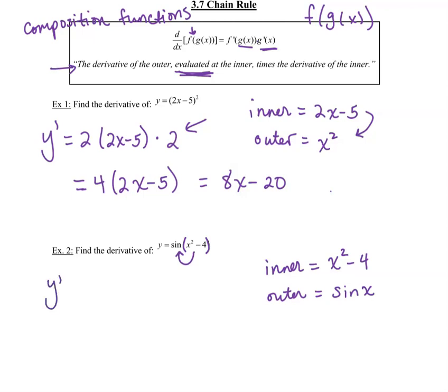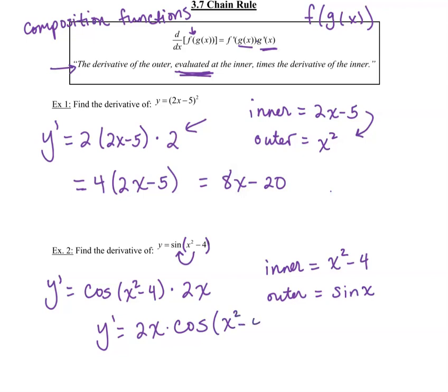So here we go. The derivative of the outer is the derivative of sine, which would be cosine, evaluated at the inner. So we're going to put parentheses, evaluated at the inner, x squared minus 4, times the derivative of the inner, which is 2x. And that's it. That's your chain rule. And again, if you want to clean that up a little, you might want to put 2x in the front. So it's 2x times the cosine of x squared minus 4. However, that is not necessary. You could leave it the way you started with to begin with.